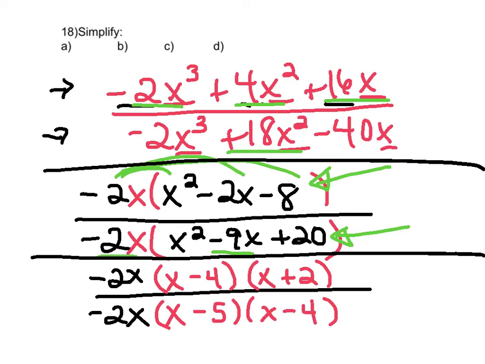Now what we can do is look to see what will cancel or cross out. So when we do that, we can see that these are going to cancel. This grouping will cancel. So what we're left with is x plus 2 over x minus 5. And when you look at your options, that would be option D.